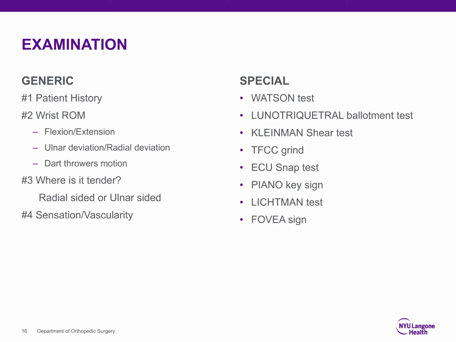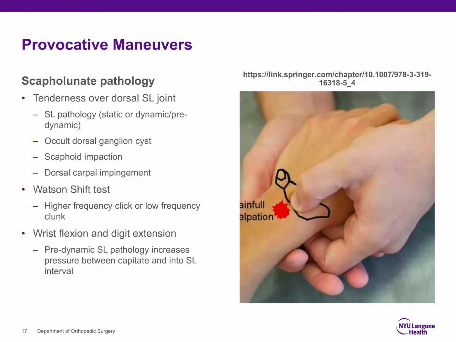Now, there are numerous special tests, provocative maneuvers of the wrist, and we're not going to go through all of them because there are too many of them. And every few months, there's a new provocative maneuver described by someone somewhere. The important thing, in my opinion, is to know some of the key provocative maneuvers, and also to know how they're categorized. What are they looking at?